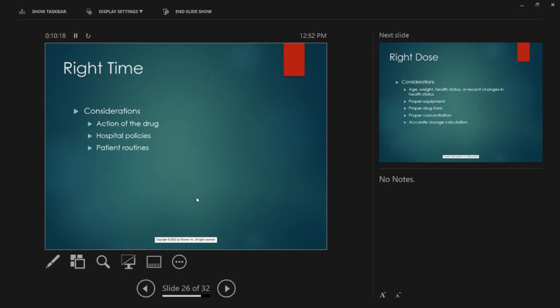It can be especially important to confirm the timing of one-time only, as needed, and emergency drugs. The nurse needs to be certain that nobody else has already given this drug and that it is the appropriate time to give the drug.